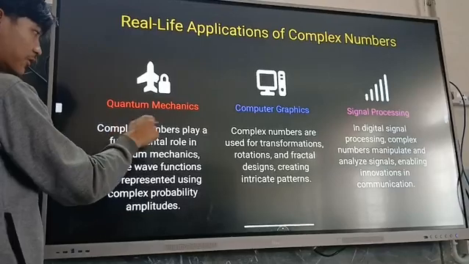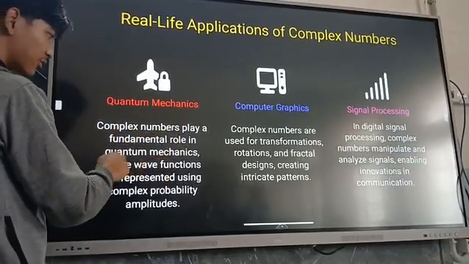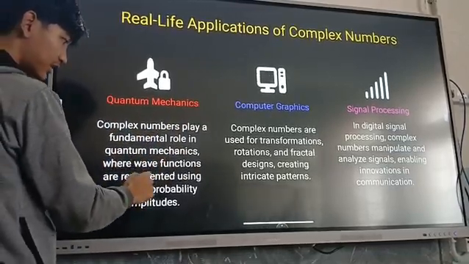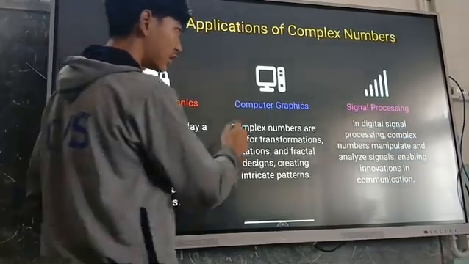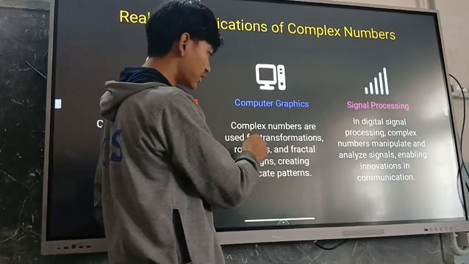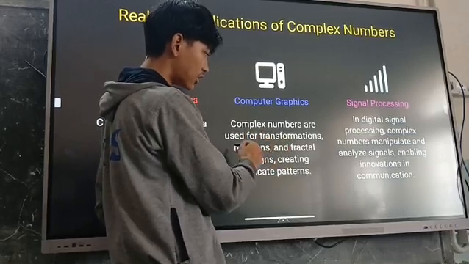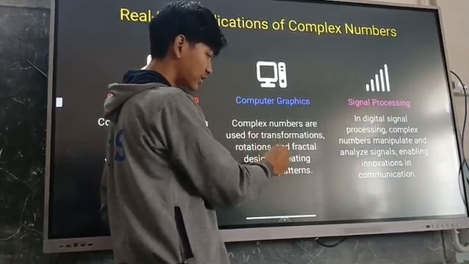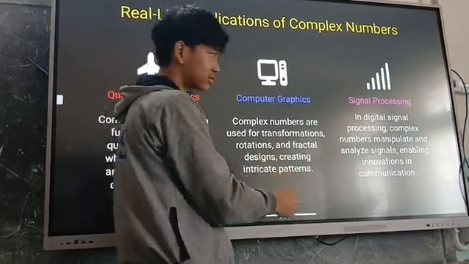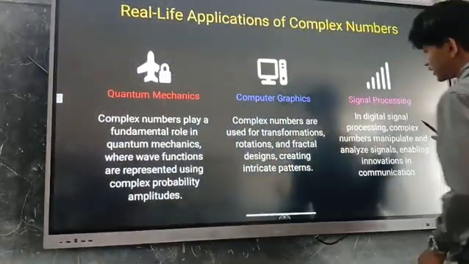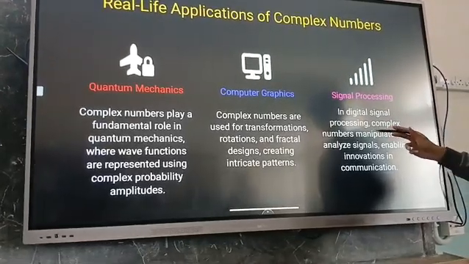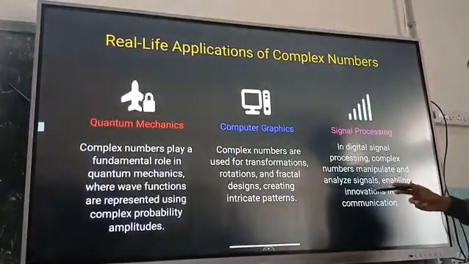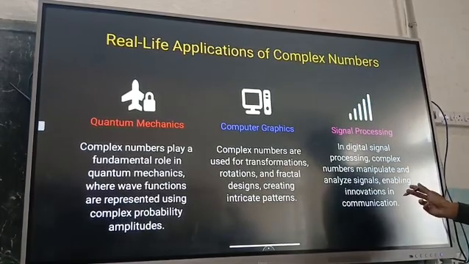Complex numbers play a fundamental role in quantum mechanics, where wave functions are represented using complex probability amplitudes. Then computer graphics. Complex numbers are used for transformations, rotations, and fractal designs, creating intricate patterns. Then next is signal processing. In digital signal processing, complex numbers are used to manipulate and analyze signals, enabling innovations in communication.